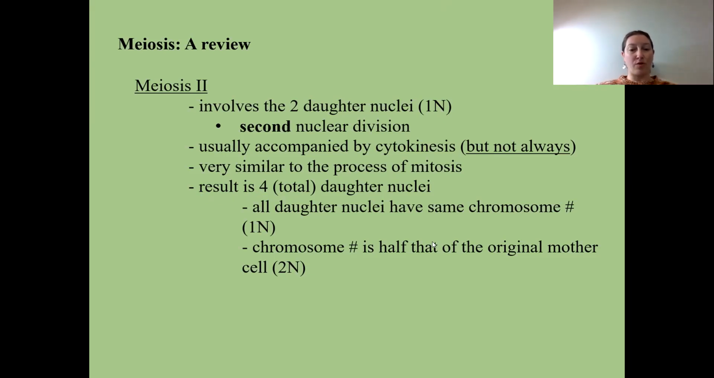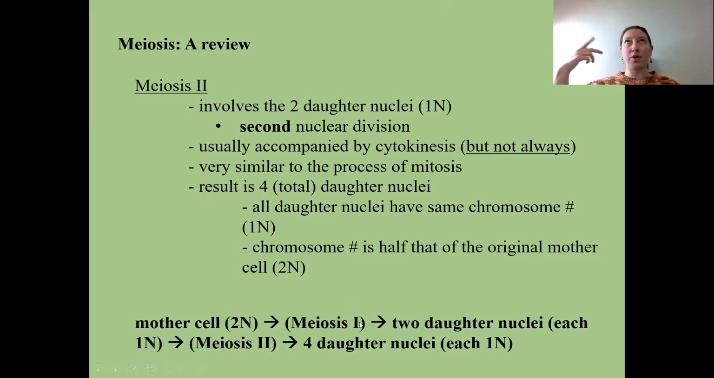I'm just laying the groundwork here so that you have these slides when you are trying to wrap your head around this later. Mother cell 2N undergoes meiosis 1. 2 daughter nuclei that are each haploid or 1N. Meiosis 2 happens and they divide. Now we have 4 daughter nuclei that are each 1N.